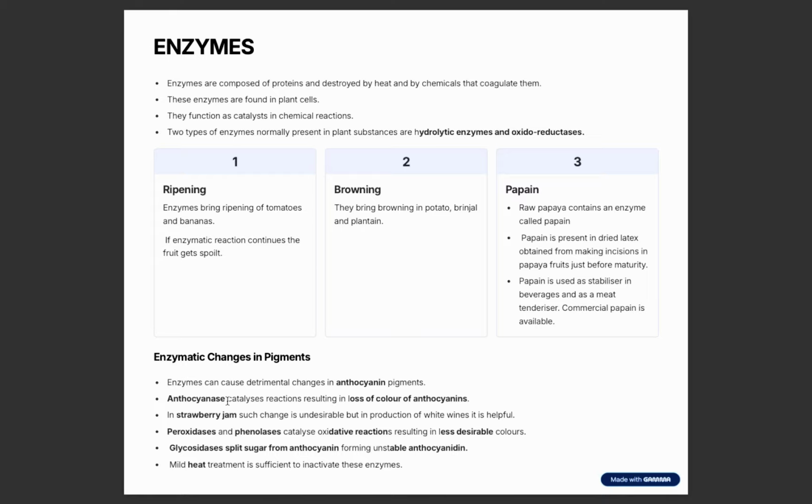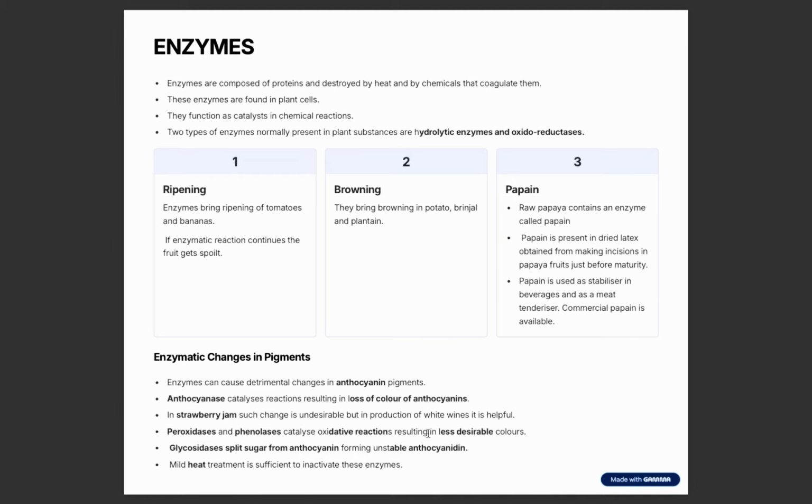ഇത് കൂടുതലും ഇതിൻ്റെ ഒരു അൺഡിസൈറബിൾ ആയിട്ടുള്ള എഫക്റ്റാണ് ഇത് കാണുന്നത് നമ്മൾ സ്ട്രോബെറി ജാമിലൊക്കെയാണ്. ഈ സ്ട്രോബെറി ജാമിൽ അതേപോലെ വൈറ്റ് വൈനൊക്കെ പ്രൊഡക്ഷനൊക്കെ വേണ്ടിയിട്ട് അൺഡിസൈറബിൾ ചേഞ്ച് ആയിട്ട് ഇത് കാണാറുണ്ട്. ഇവിടെ എന്ത് ചെയ്യും, ഈ സ്ട്രോബെറി ജാം ശരിക്കും റെഡിഷ് കളറിൽ നിൽക്കുന്ന സാധനം പിന്നെ ഡൾ കളർഡായിട്ട് മാറും ഈ കളർ നഷ്ടപ്പെട്ടിട്ട്. അതേപോലെ peroxidases and phenolases are present and it catalyzes the oxidative reactions and it also results in undesirable colors.